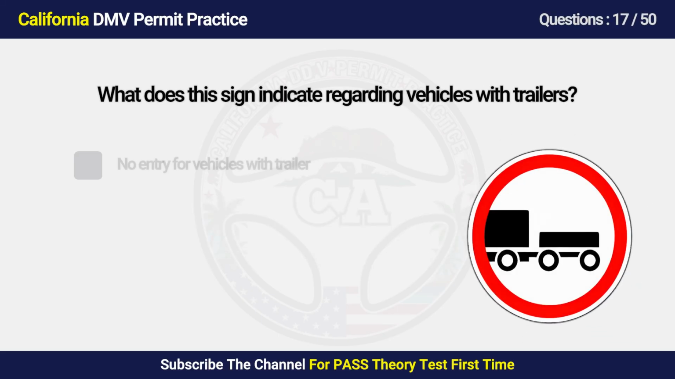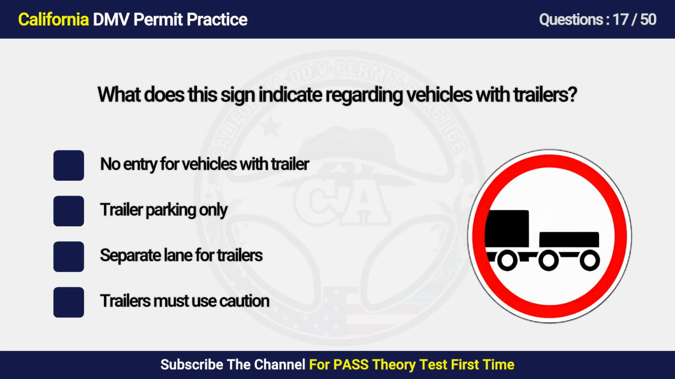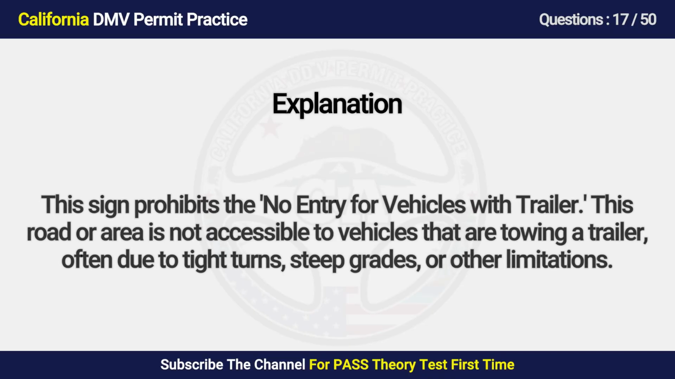Question 17. What does this sign indicate regarding vehicles with trailers? A. No entry for vehicles with trailer. B. Trailer parking only. C. Separate lane for trailers. D. Trailers must use caution. Answer is A. No entry for vehicles with trailer. This sign prohibits entry for vehicles with trailer.